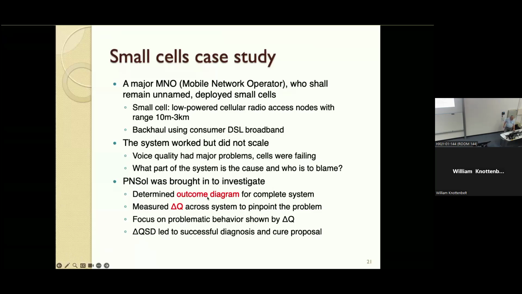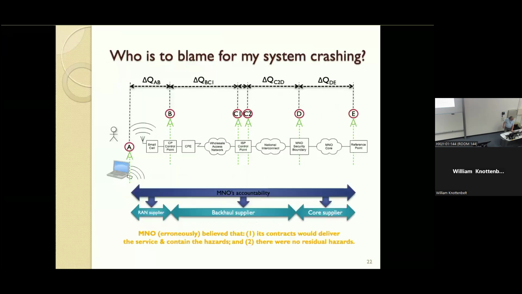So PNSol diagnosed this by basically devising first the outcome diagram for the complete system, the delta Qs for each part. They put in observation points to measure that, to pinpoint the problem. And in that way, they were able to diagnose and fix the problem. So I'm going to show you that.